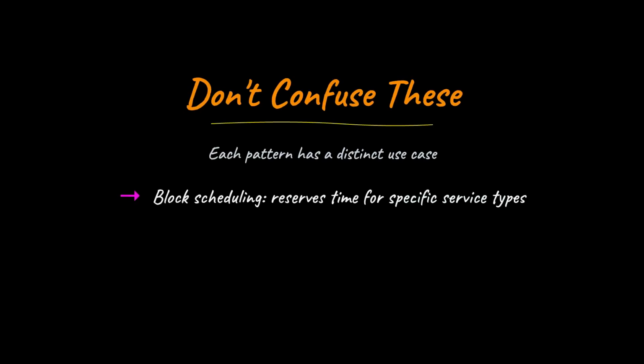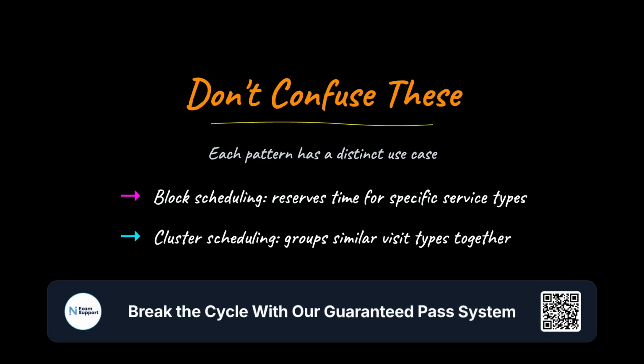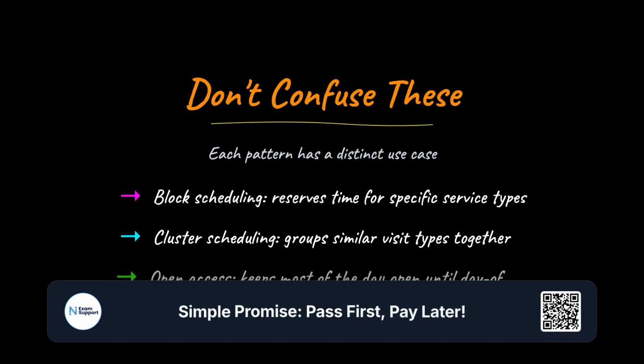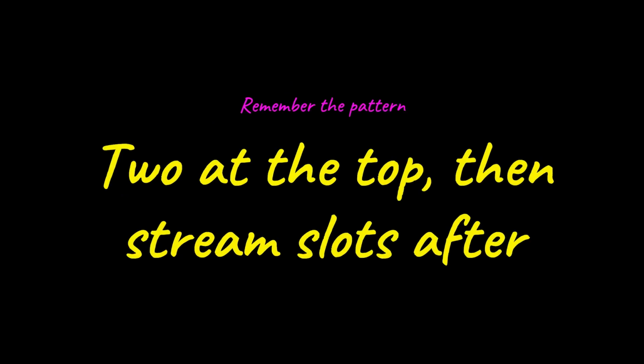Watch out for confusable concepts. Block scheduling reserves time for specific procedures. Cluster scheduling groups similar visit types together. And open access scheduling keeps the day open until the day of the visit. None of these describe the 2 at the top, then individuals pattern that uniquely marks modified wave. Whenever a stem describes 2 patients starting together, followed by individuals at set intervals, that combination points to modified wave scheduling, the hybrid built for uneven, real-world clinic flow.